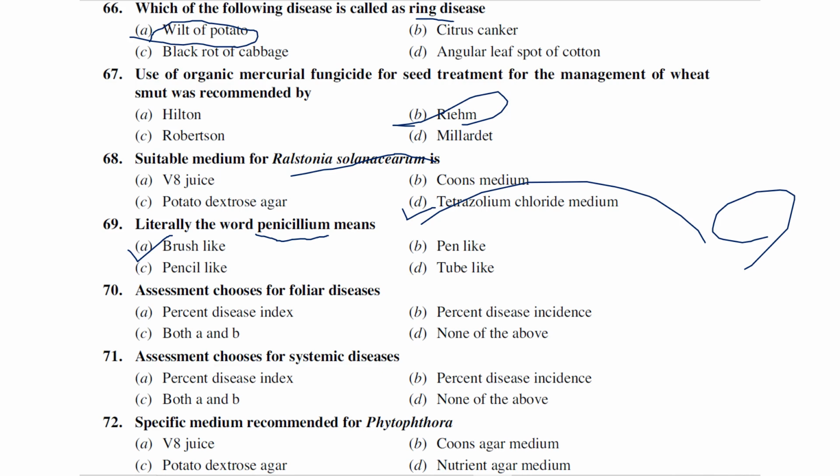Assessment choices for foliar diseases like percent disease index, percent disease incidence, both A and B, none of the above. For foliar disease, we can recommend percent disease index only. Generally, percent disease index and percent disease incidence are recommended to assess the severity of diseases, but for foliar disease we recommend percent disease index. Assessment choice for a systemic disease: obviously we go with the other option, percent disease incidence.